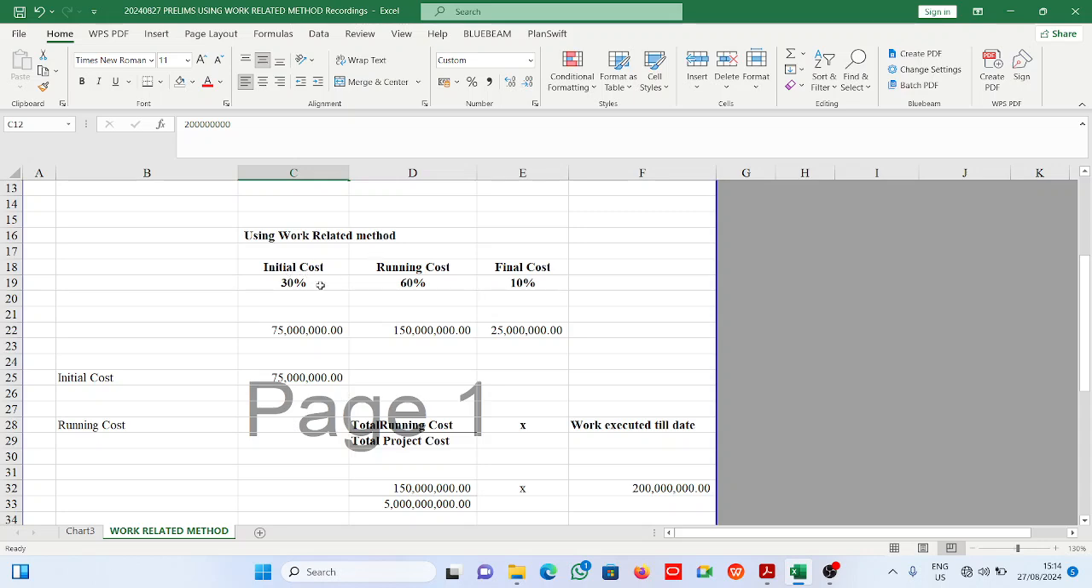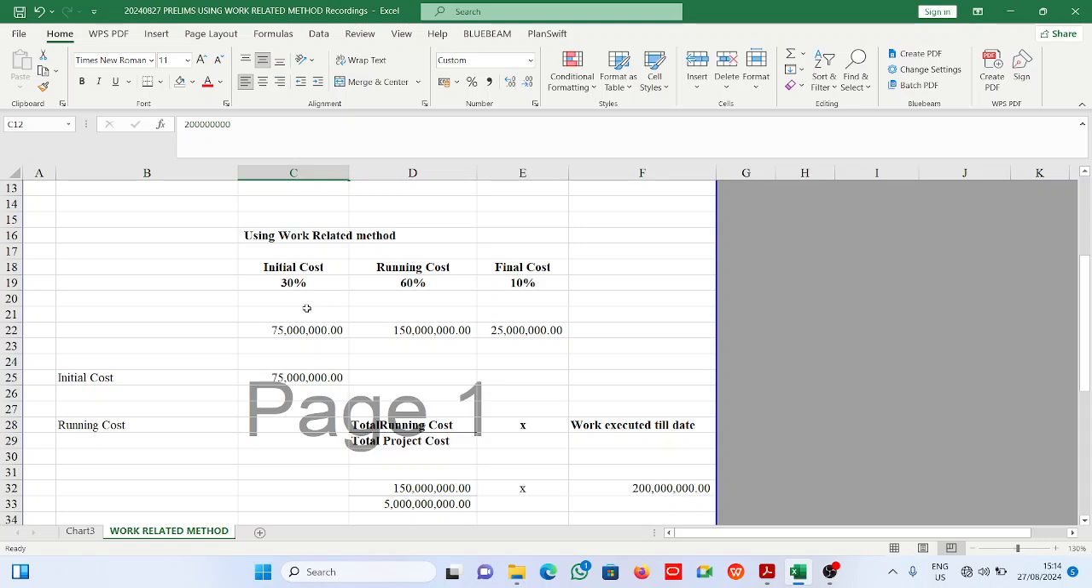All right, now using the work related method, normally valuation preliminaries are divided into sections. We have the initial cost, we have the running cost, and we have the final cost. Now remember, I said in the last video that preliminaries are those items of works that are not particularly related to any component, any work section, or any element of the works, but they contribute positively to the overall success of that particular project.